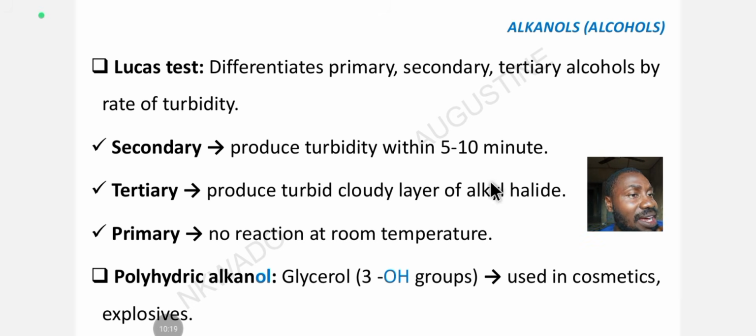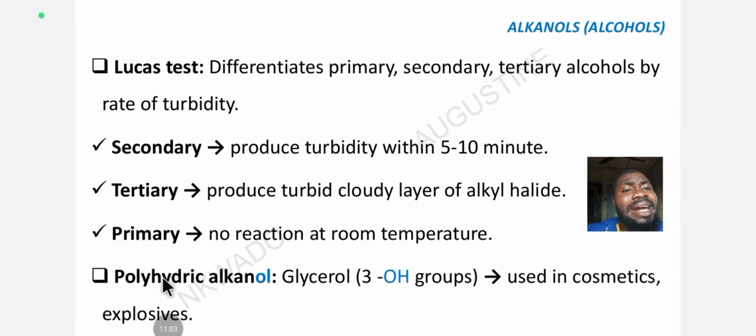So let's say the alkyl group, for example, is ethene. What is a halide of ethene? A halide of ethene is like chloroethene. So chloroethene is a halide of ethene. So it yields a cloudy layer of alkyl halide. The cloudy layer is a result of the formation of this alkyl halide.